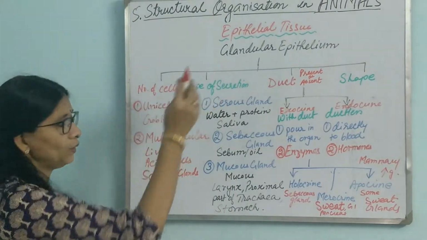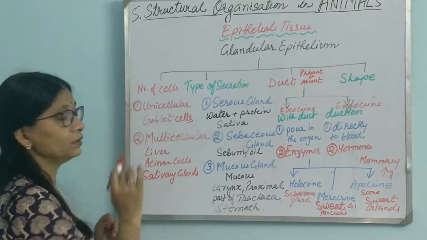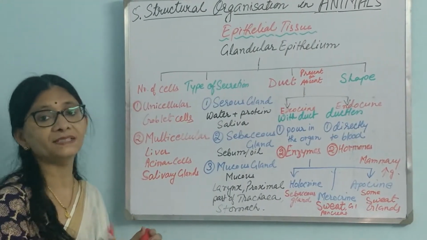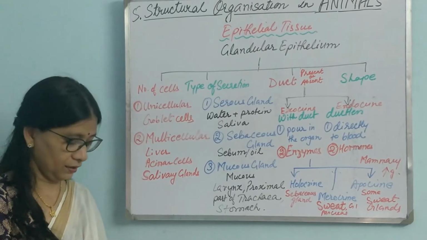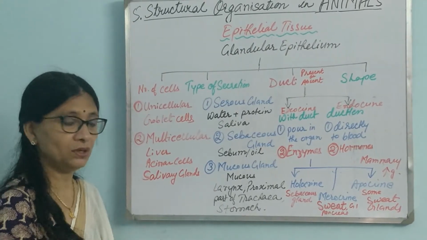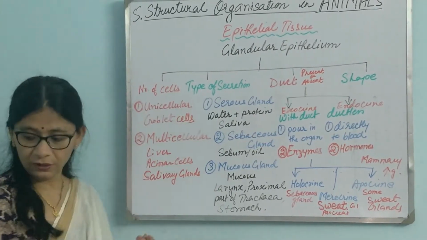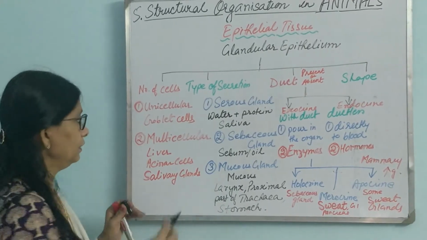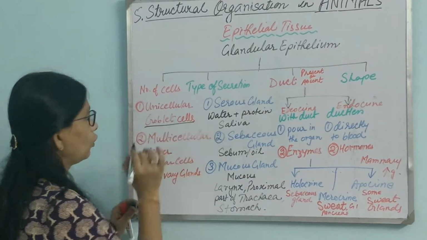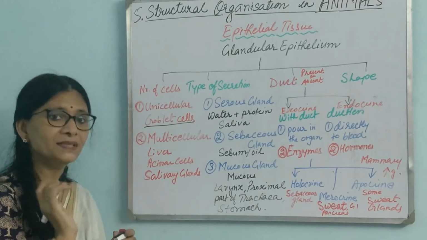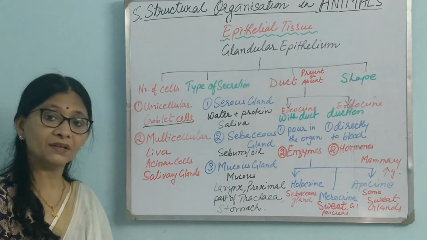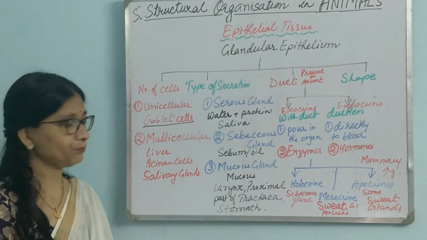First, glandular epithelium has been divided on the presence of number of cells in them. How many cells is the gland made up of? They may be unicellular, as in case of goblet cell. Goblet cell, we have seen the goblet cell, they are made up of just one cell. Goblet cells are present in stomach or duodenum.